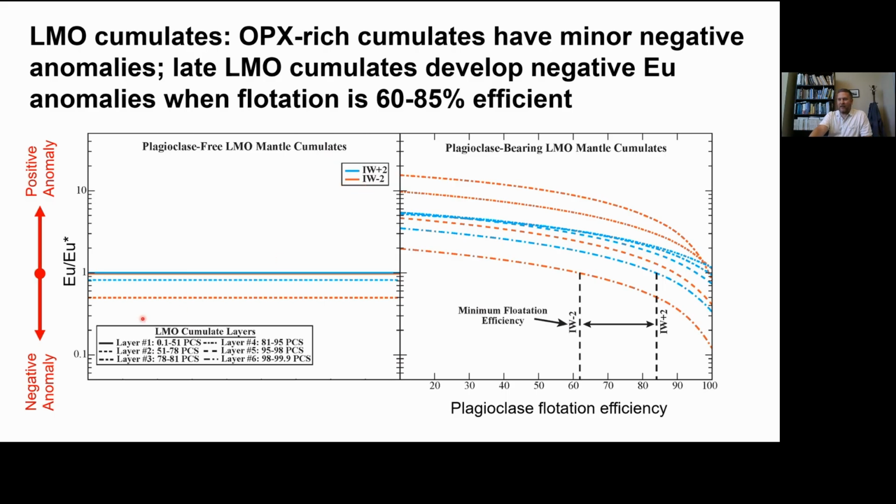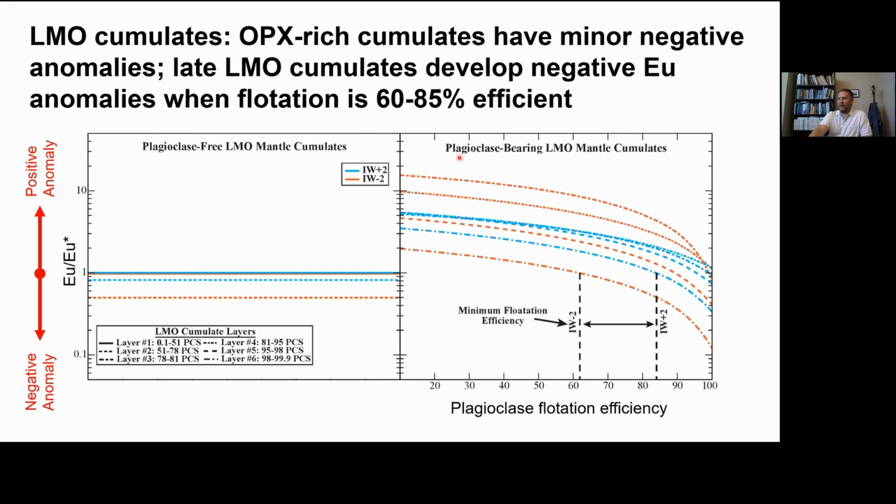All right, and each of these line styles corresponds to a different layer. So these are the first layers that precipitated from the magma ocean. You see they don't exhibit significant europium anomalies, at least for that first layer. The second one is slightly negative.